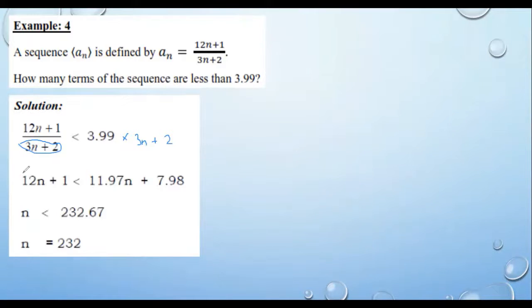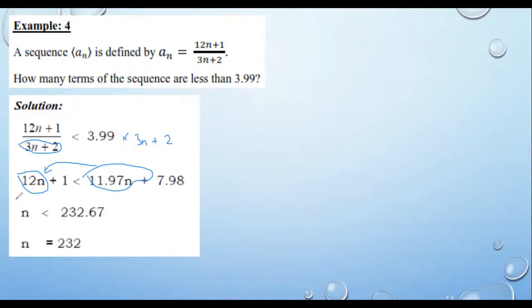Then you bring the like terms together. The like terms are 12n and 11.97n. Since 11.97n is positive here, take it to that side. So 12n minus 11.97n will be 0.03n. And then take this one to that side. So 7.98 minus 1 will be 6.98.